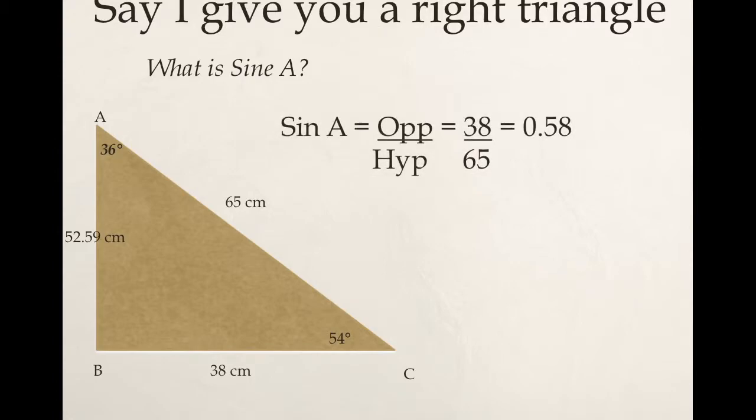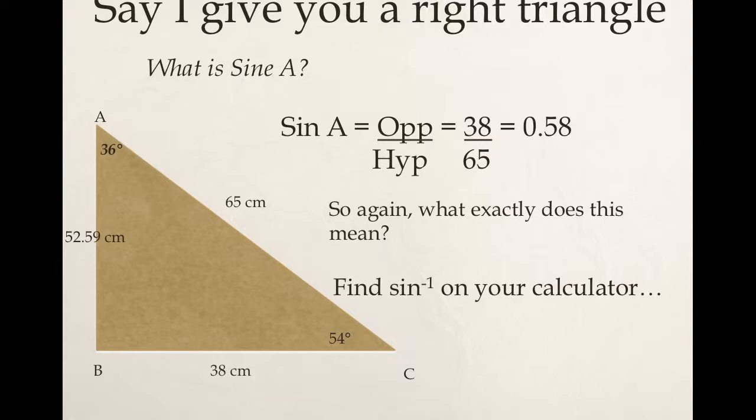Here's our triangle again, and remember, sine of A is opposite over hypotenuse. So locate your A, locate the opposite of A, it's 38. Locate the hypotenuse at 65. So sine of A is 38 over 65, and that gives us 0.58. So sine of A is 0.58. But why? What does this mean?